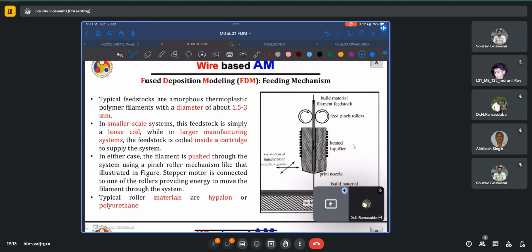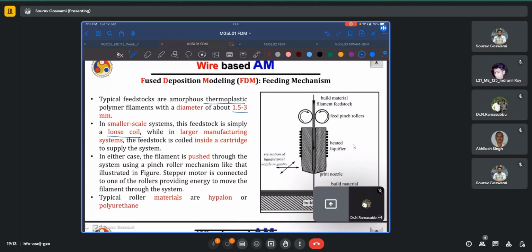And as we have been discussing, typically the feedstocks will be some thermoplastic polymers such as PLA, or even nylon or PVC. The diameter is typically 1.5 to 3 mm. And this wire is fed from a coil. For say desktop printers, it might even be in the form of a loose coil.